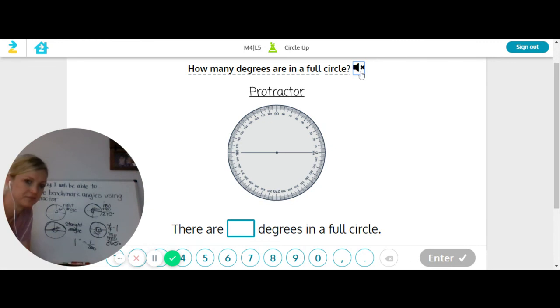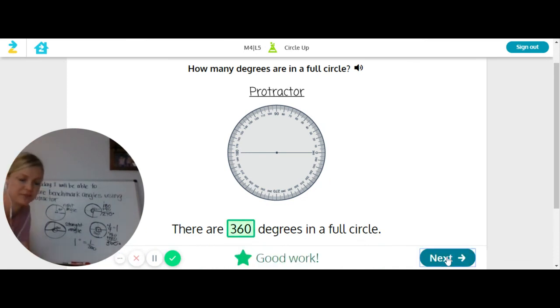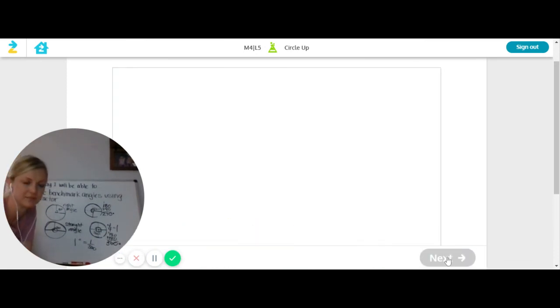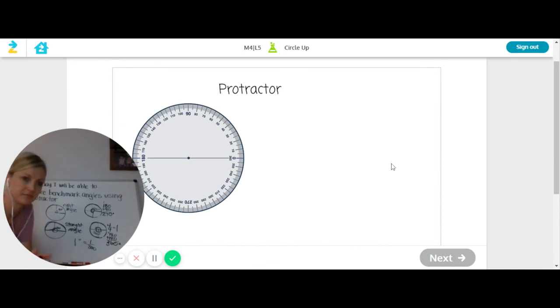How many degrees are in a full circle? So let's review. There are 360 degrees in a full circle. Great. We can use a protractor to measure the number of degrees in any angle. Let's look at how it works.